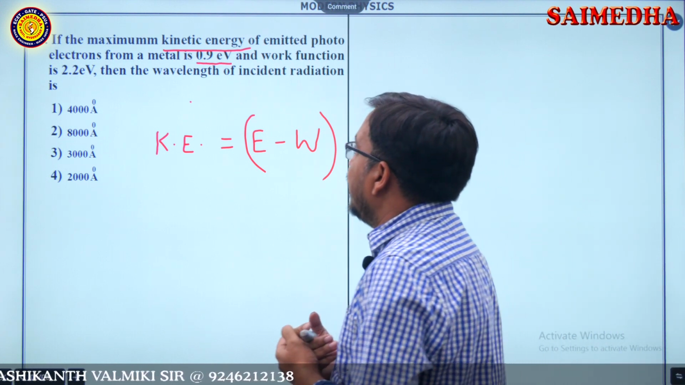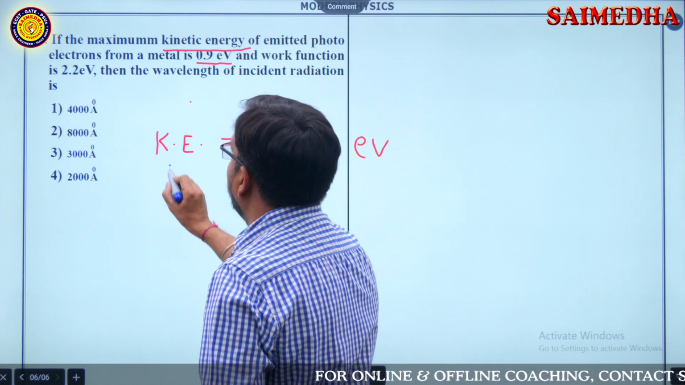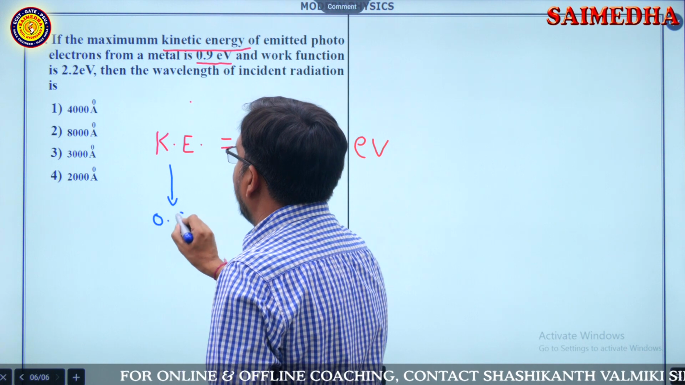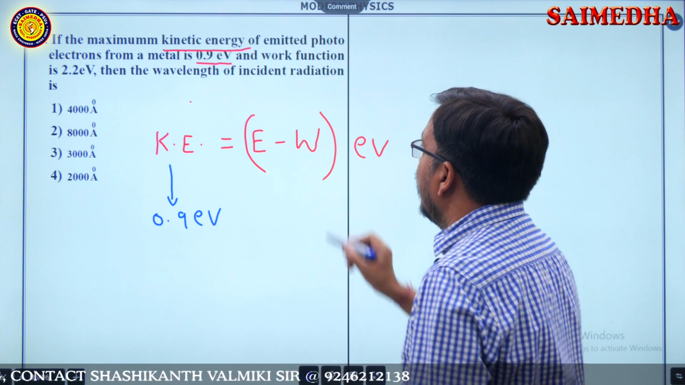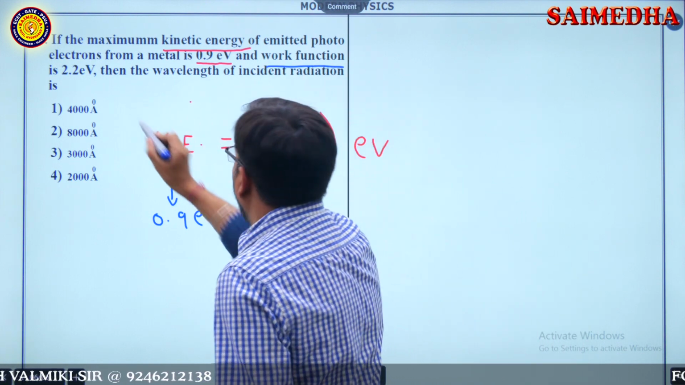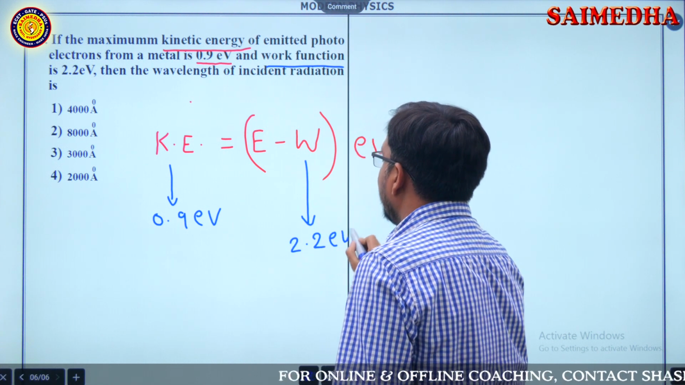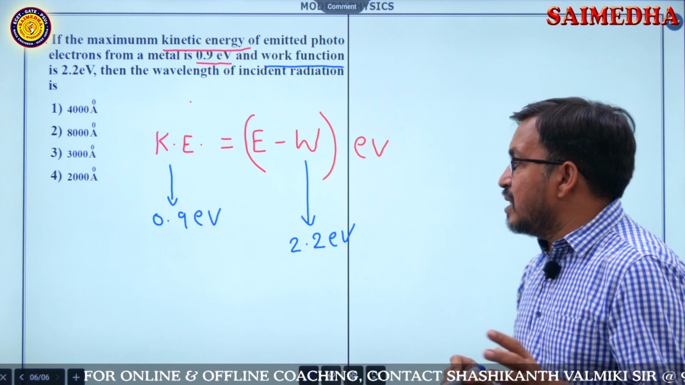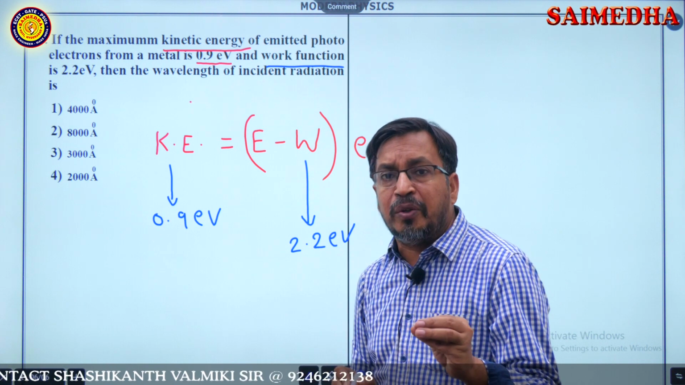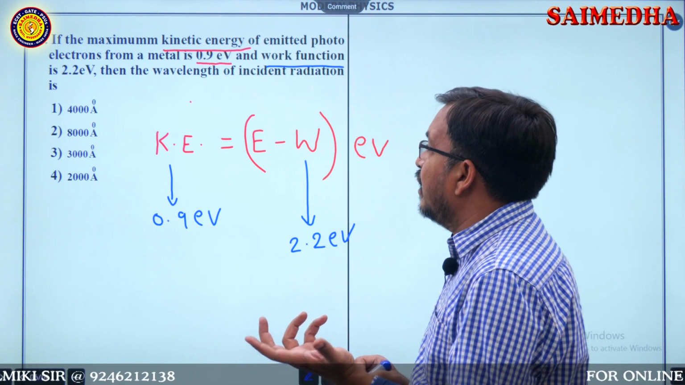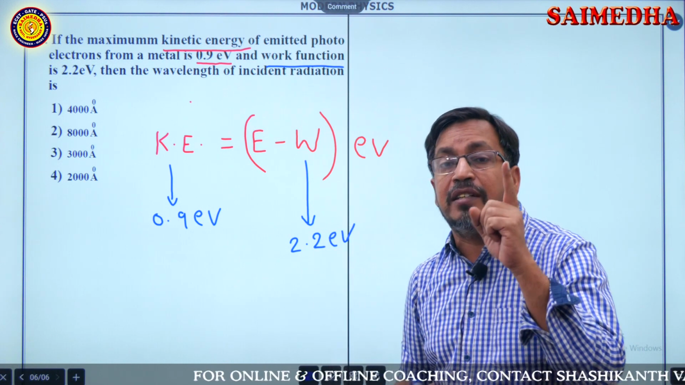So he has given the kinetic energy value, how much? Here the kinetic energy KE equals 0.9 electron volts is given, and the work function is also given. What is the work function? The work function is equal to 2.2 electron volts. Kinetic energy is given, that is 0.9 electron volts, and work function is given, that is 2.2 electron volts. Then what is being asked? It is asking the wavelength of incident radiation in angstroms.